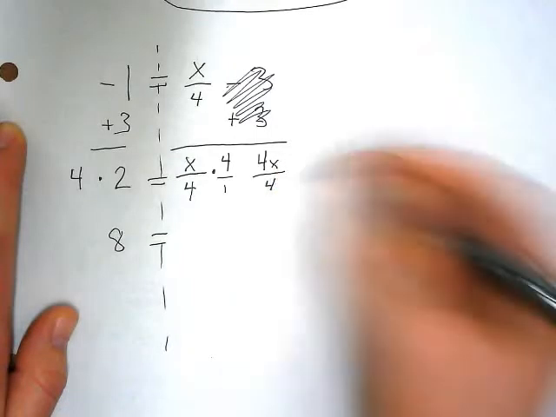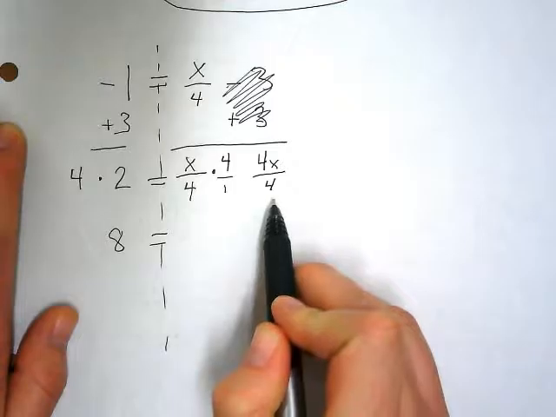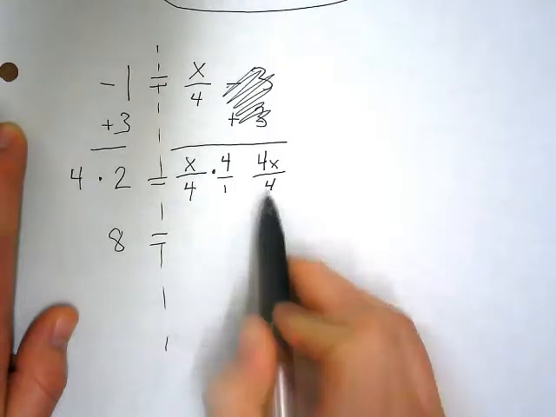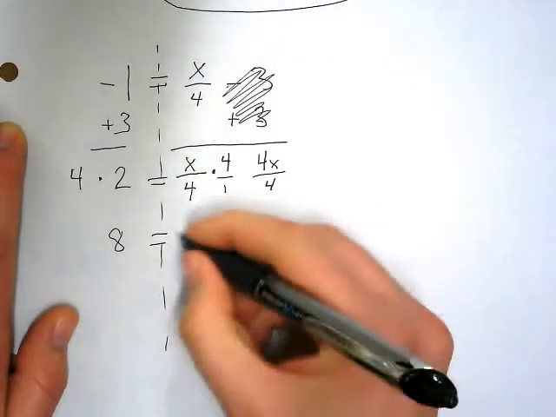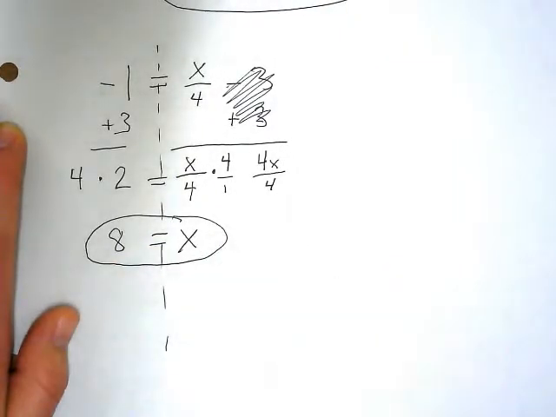Well, now I can do 4x divided by 4. 4 divided by 4 is 1. So all I have left over is 1x. And we get that x equals 8.